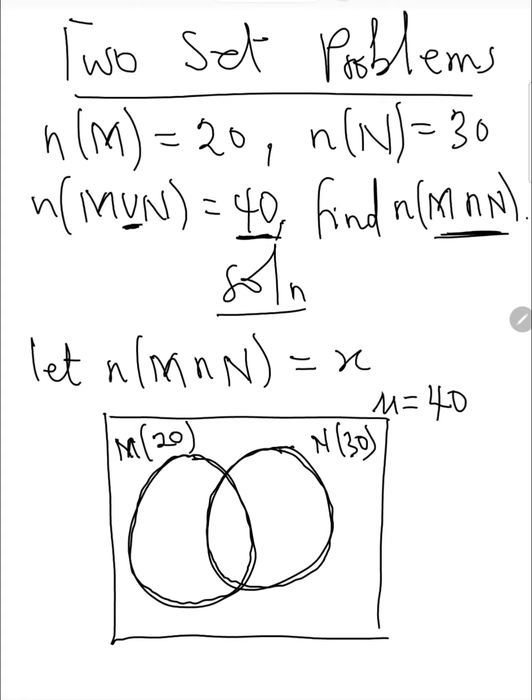Now let's ask ourselves, where is the intersection of both sets? Don't forget the intersection of both sets is the shaded portion, right? Okay. So if the intersection of both sets is the shaded portion, then we said we are representing it by X. So we write X in that region to represent the number of elements that can be found in the intersection. So that's X.